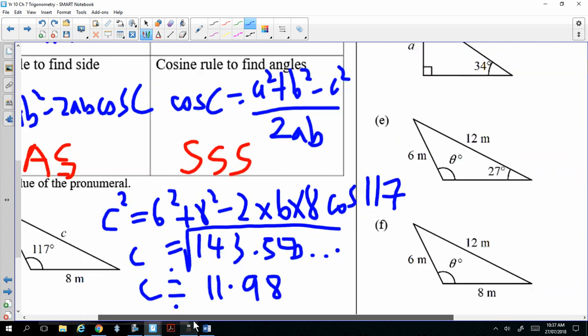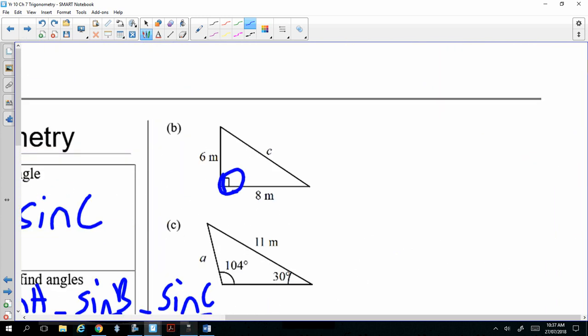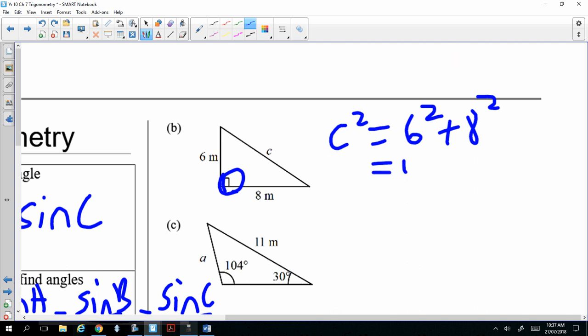Once you get cosine rule ready, what rule would you use for the next triangle? You use Pythagoras because it's a right angle triangle. So you do not use cosine rule for everything. If it's a right angle, you just do it normally, Pythagoras. I think you can just do it by hand because you just get 10. Right?